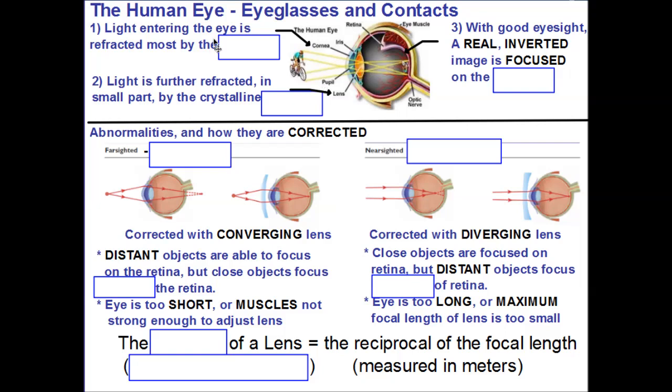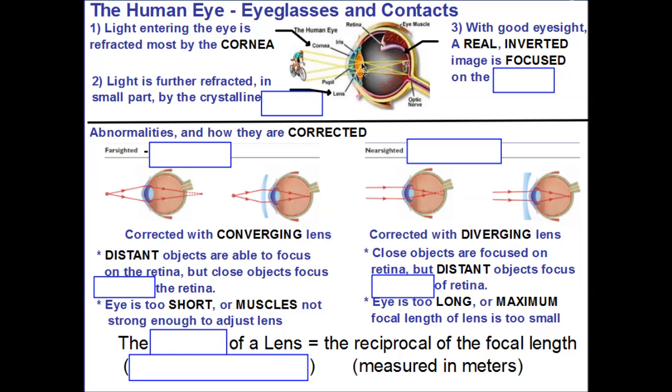Light entering the eye is refracted most by the outer cornea. This cornea is somewhat fixed in shape. It doesn't really change much throughout our life, but it does have a very strong refractive index. It's able to focus light quite a bit, but it isn't able to change much in response to both near and far objects.